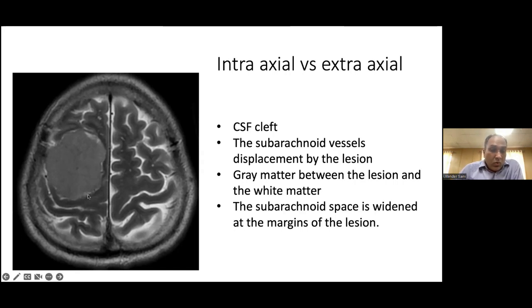Also, look at some of the vessels. You have to look at the vessels. For example, a vessel is seen here, a small flow void of a vessel. This vessel is displaced towards the brain.